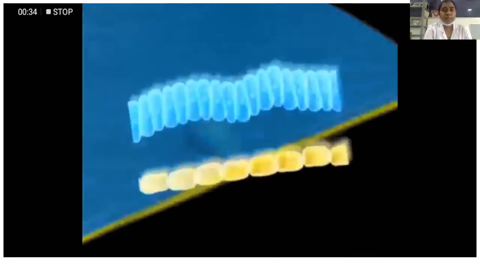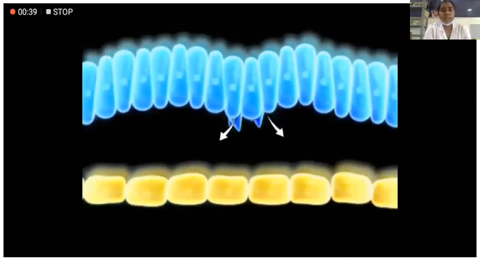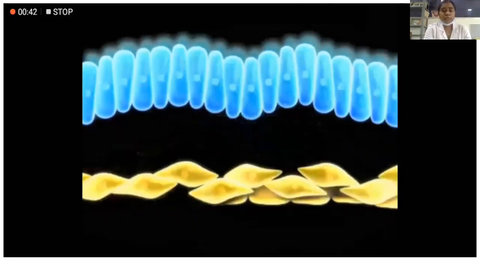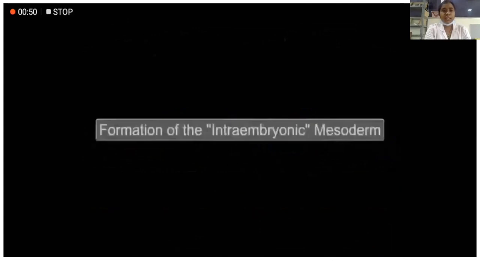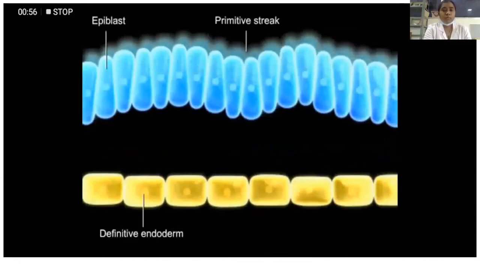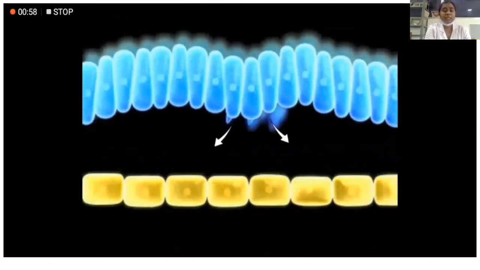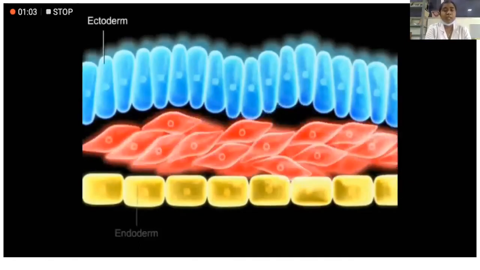In this part, what happens? See, the upper part, blue one, is the epiblast and the yellow one is the hypoblast. Due to the proliferating cells, these cells are replaced and the definitive endoderm is formed. And again, formation of the intraembryonic mesoderm occurs, where we can see the other proliferating cells which come in between the epiblast and the definitive endoderm, forming the mesoderm. Here comes the end of the slide.